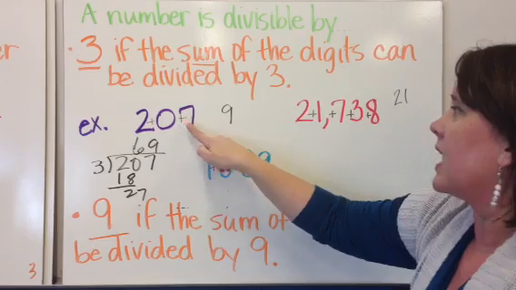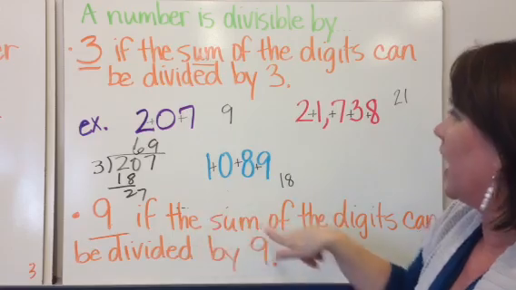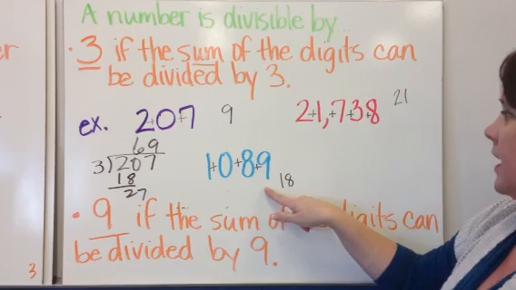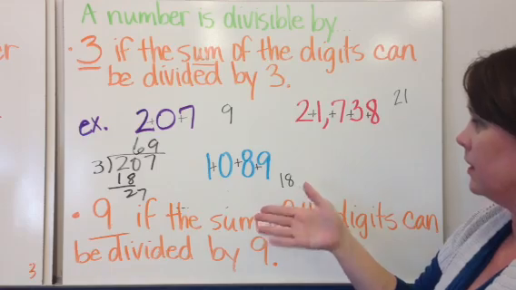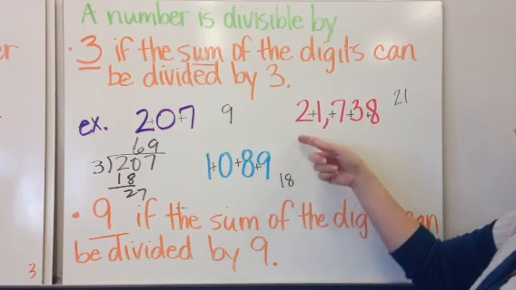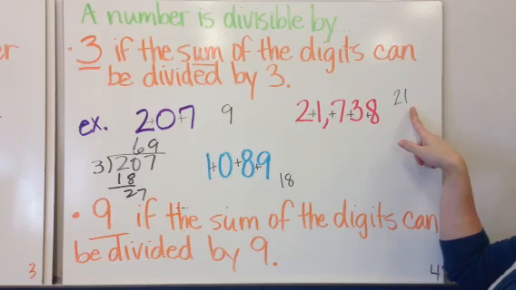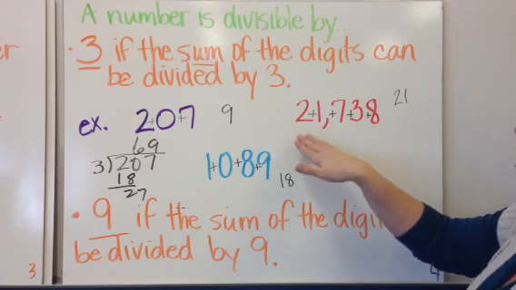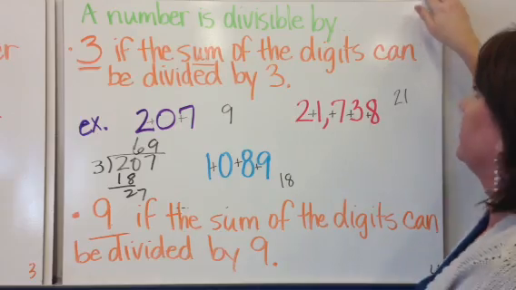207, the digits added up to 9. Does 9 go into 9? Yes. So 9 goes evenly into 207. How about 1,089? We added those digits and we got 18. Does 9 go into 18? Yes. So 9 goes into 1,089. And finally, 21,738. The sum of those digits was 21. Does 9 go evenly into 21? No. So 9 does not go into 21,738.